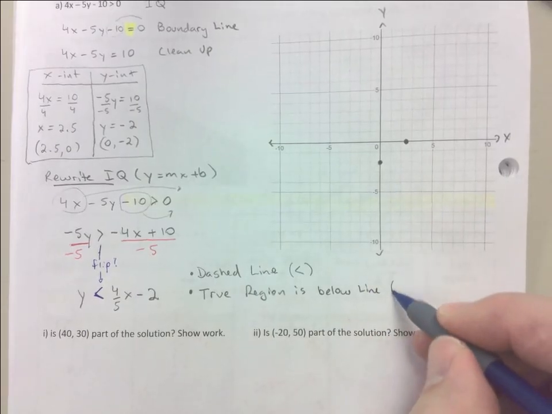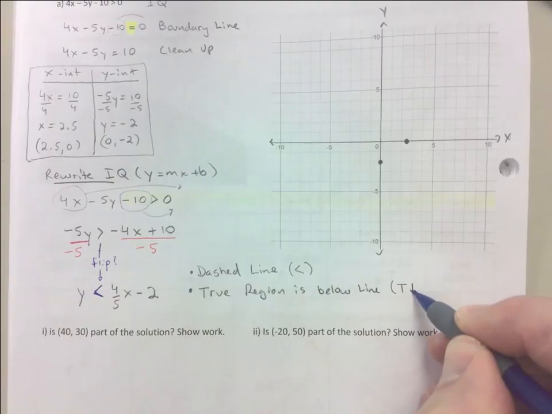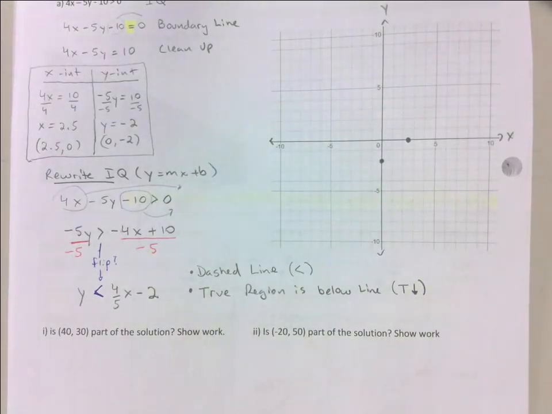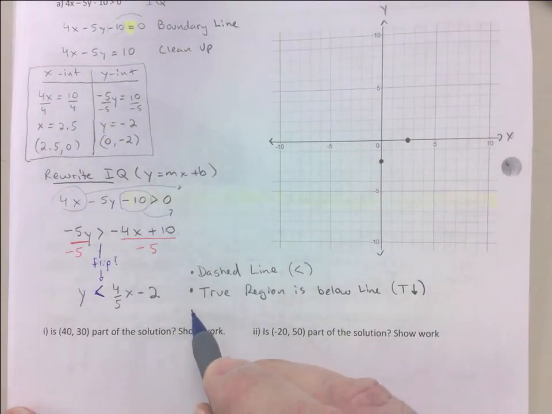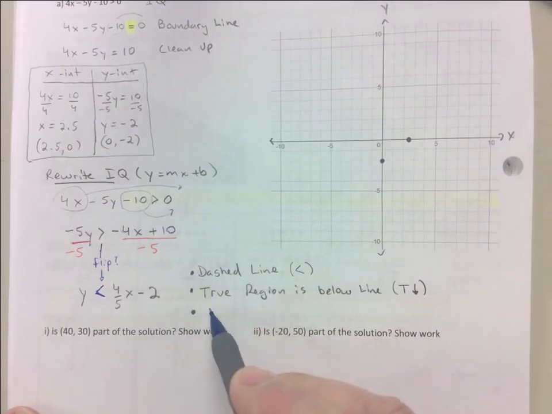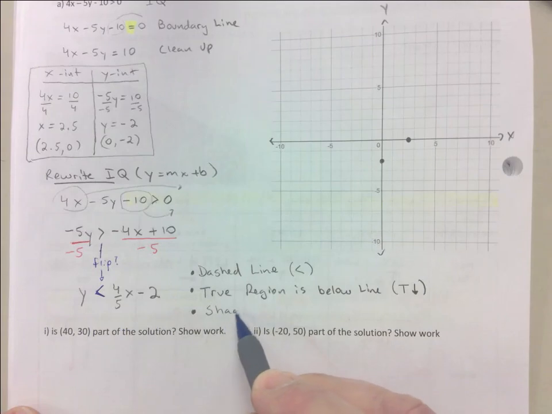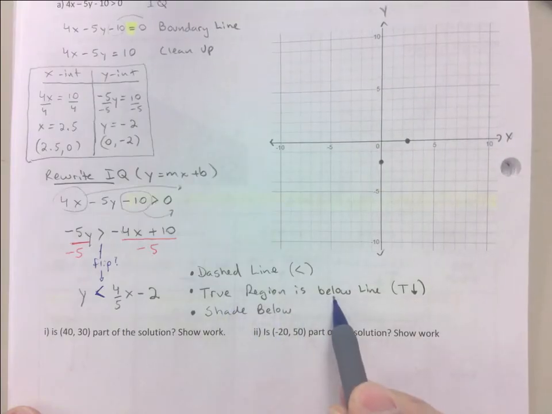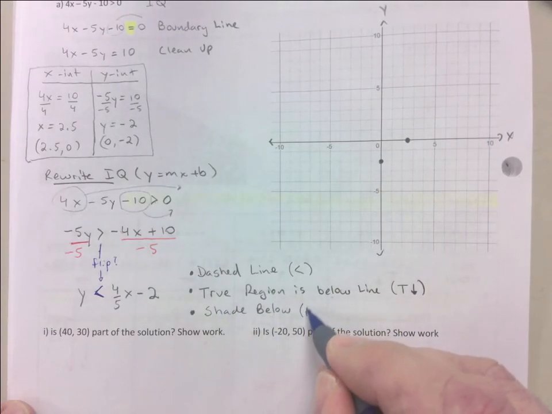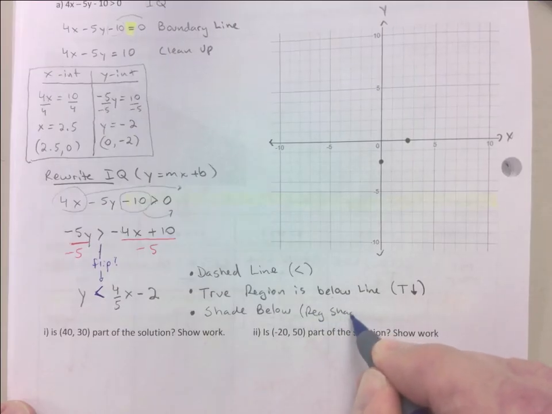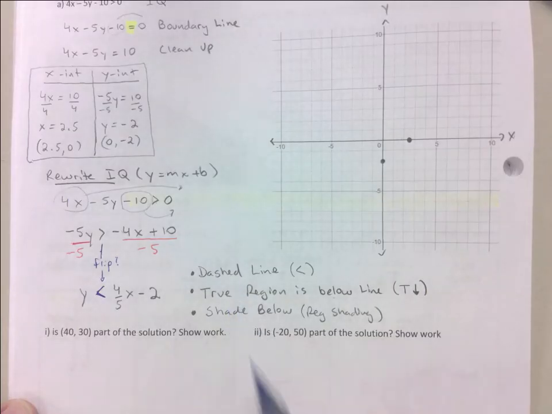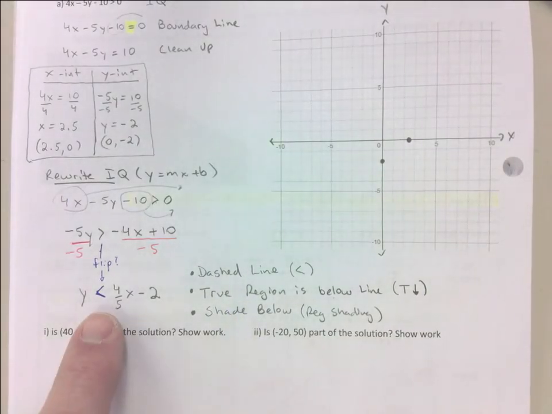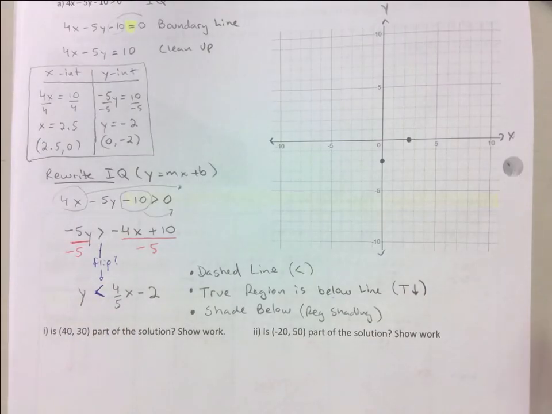So watch what I'm going to do from now on. I'm going to say true is below. That's all I'm going to do, moving forward. I won't always write this all down, okay? And where am I going to shade? Below. I'm going to shade below the line because I'm using true regular shading. So those are 3 things that I can derive from the inequality like this. Okay? So let's graph it.